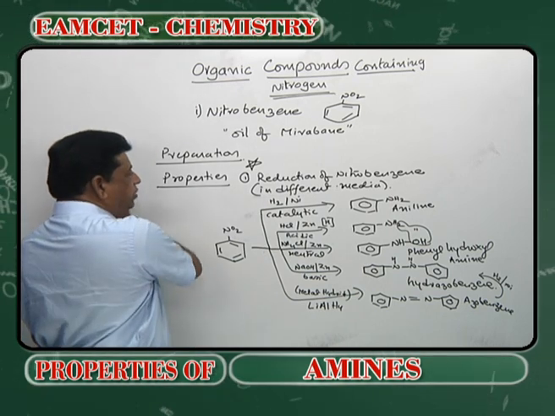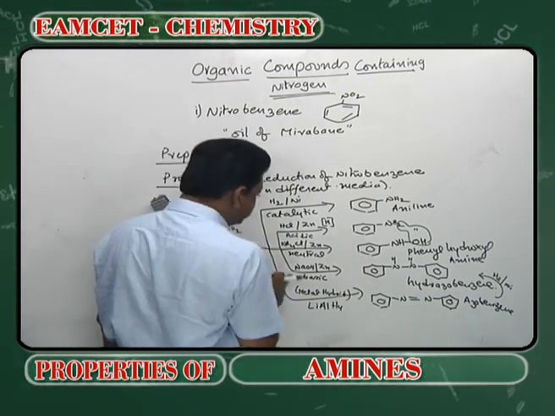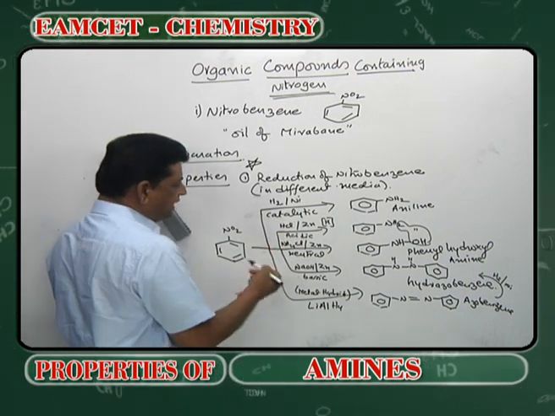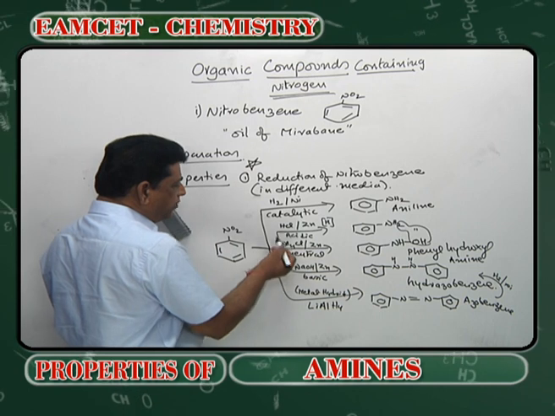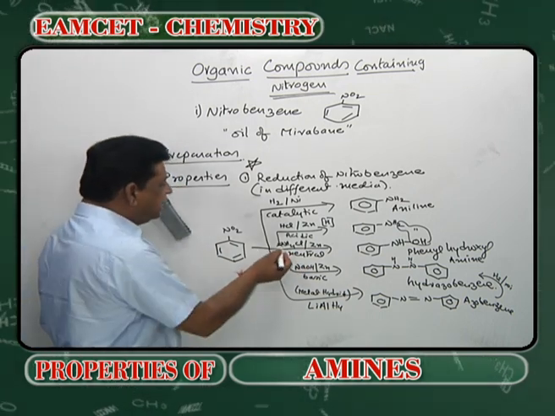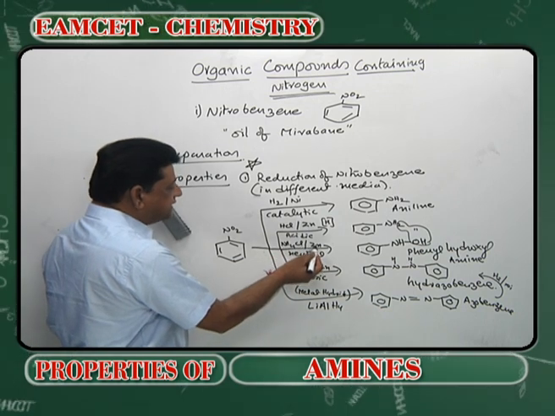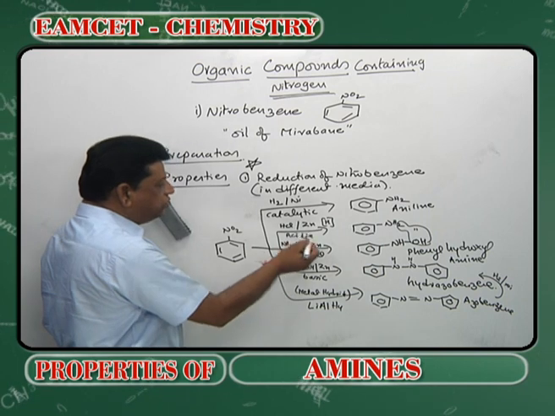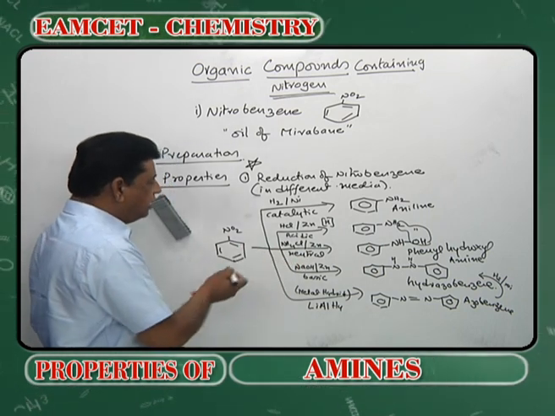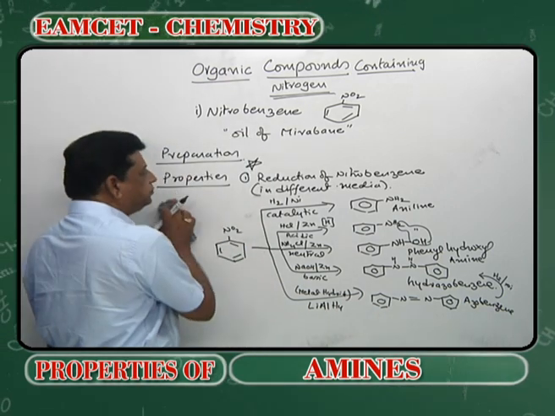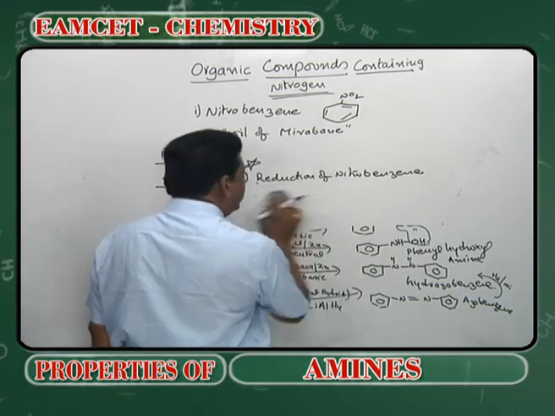Reduction of nitrobenzene in different media, especially these 3 media: acidic medium is zinc and HCl, neutral is zinc and ammonium chloride. Freshly prepared ammonium chloride is slightly acidic, and the zinc is slightly basic, so weak base and weak acid get neutralized. So the solution acts as neutral, therefore the half reduction is taking place, right. So, this is the reduction of nitrobenzene.